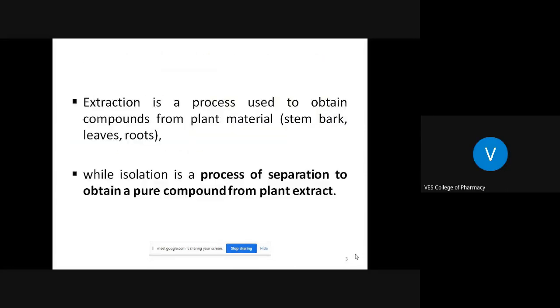Now, before we actually start with the specific drug, let us understand some of the very common terms. Before we understand what is isolation, we should know what is extraction. So what is extraction? It is a process which is used to obtain compounds. Over here, compounds, I'm referring to different phytoconstituents which are present in the plant material. So any morphological part of the plant material is bound to contain specific phytoconstituents. The different morphological part can be a stem or a bark, leaves or a root or a seed. So that is extraction.